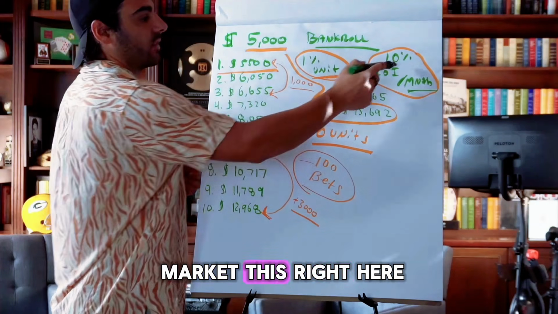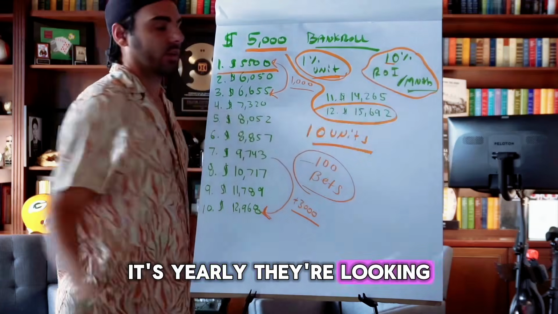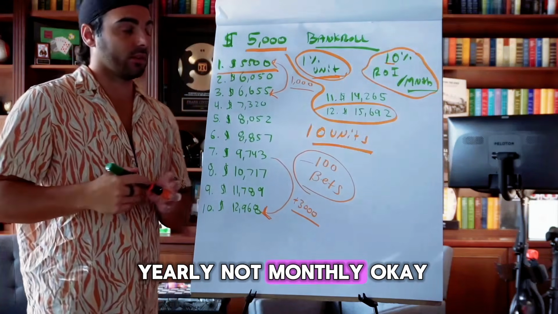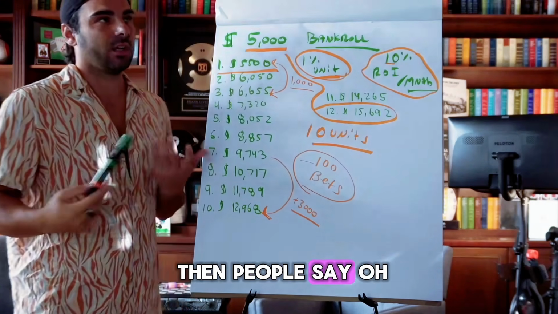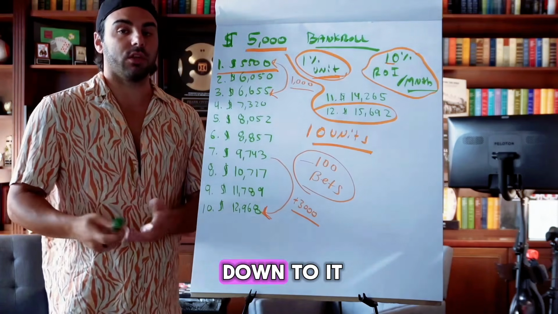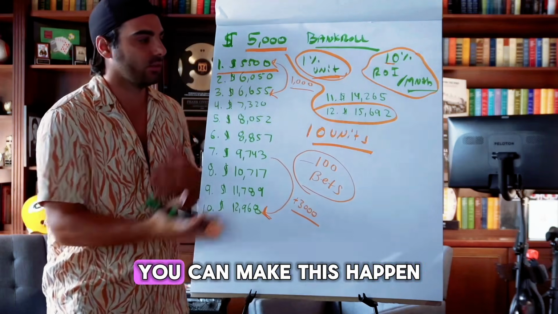In the stock market, this 10% is not monthly, it's yearly. They're looking to get about 10% yearly, not monthly. This is obtainable though in sports betting. And then people say, oh, I understand, but you can get banned at sportsbooks and everything. But if you do it the correct way, you can make this happen.